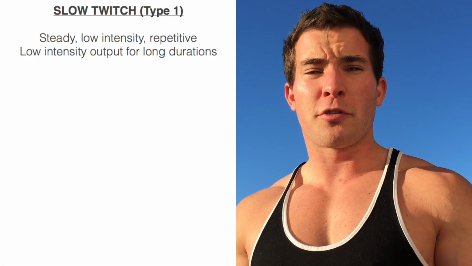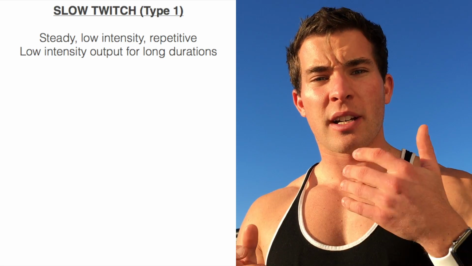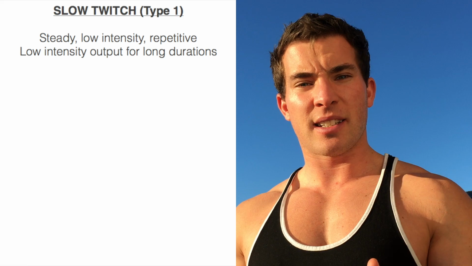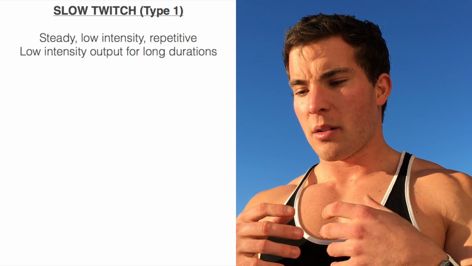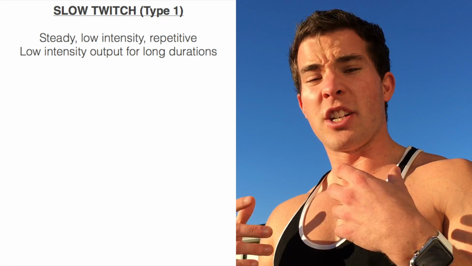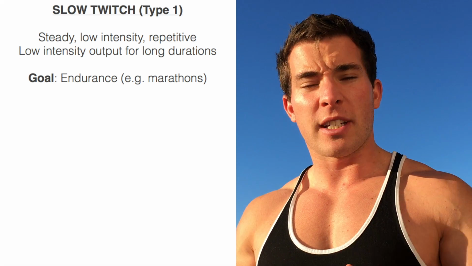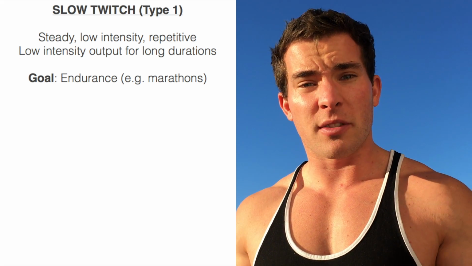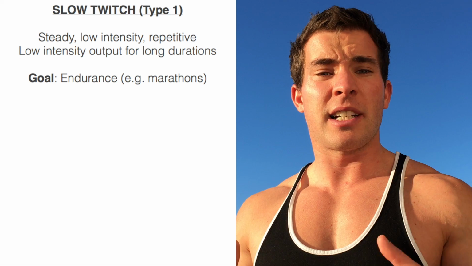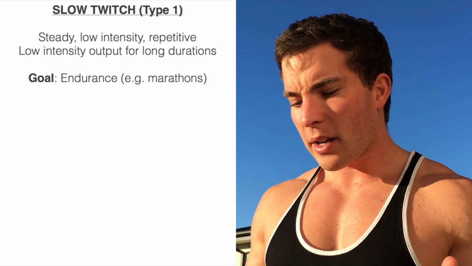So slow twitch muscle fibers produce a slow, steady, low intensity output that can be sustained for a long period of time. So endurance athletes, runners, marathon runners, people that need to be able to use their muscles over a long period of time have predominantly slow twitch muscle fibers. Why are they good at endurance?